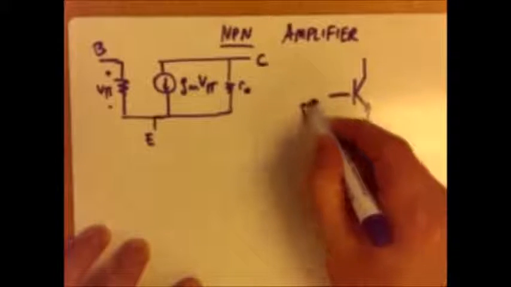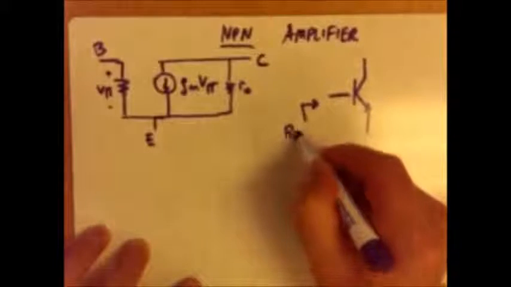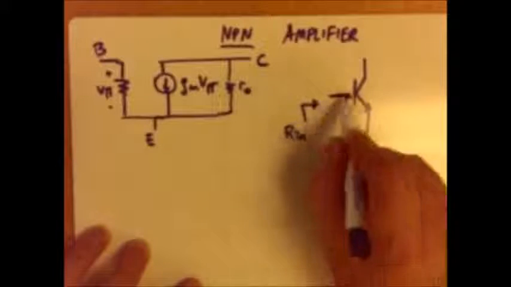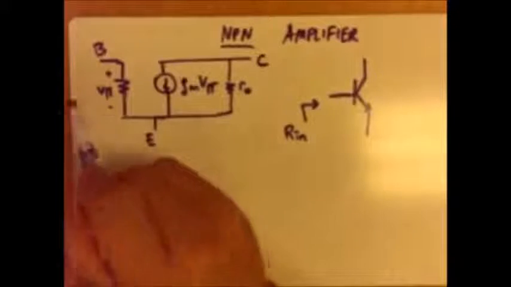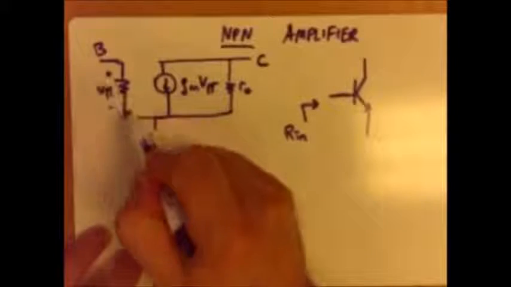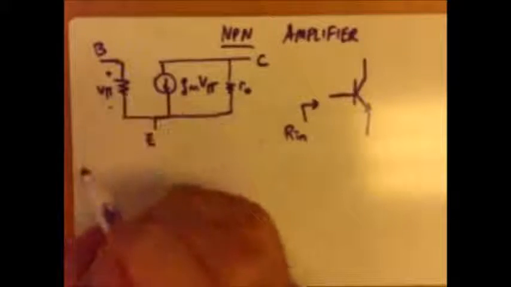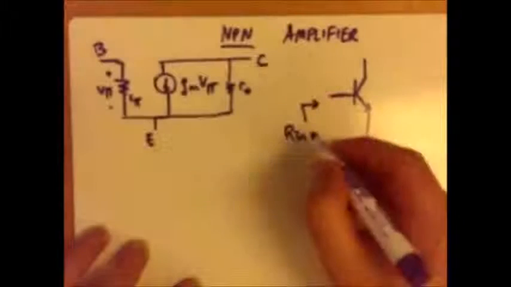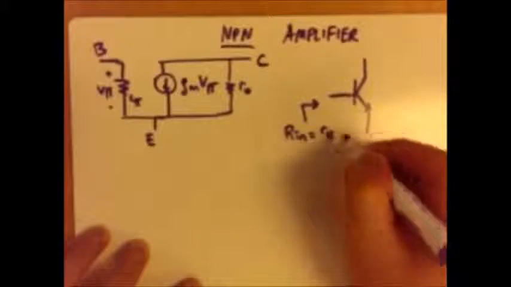The input resistance, if we are looking from here to the base, that means we're looking at here. So from here, base to emitter, we see the r pi. So your input resistance would be r pi.